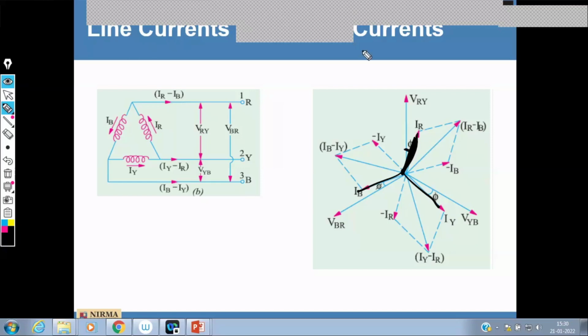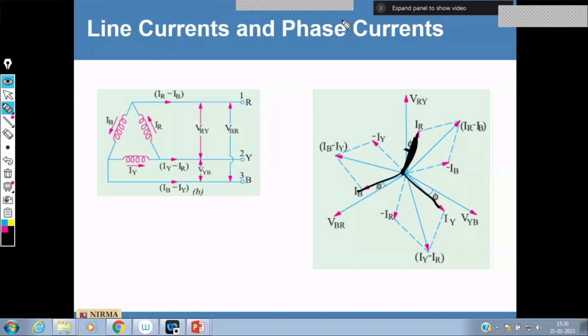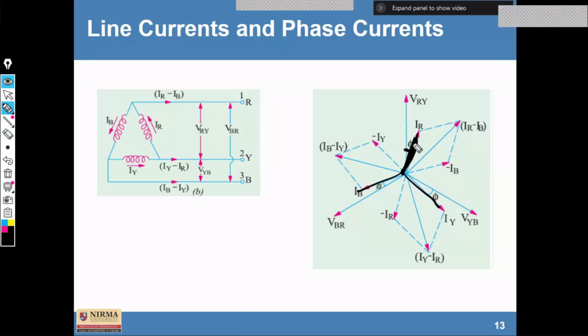Okay, students. So here in this case also, we can have three different currents which lag behind the line voltage by 90 degrees if it is a purely inductive circuit. But we consider it is not purely inductive, it is a mixture of RL combinations, so it will be a phi angle. So this is phi, with VRY, VYB and VBR. Right?